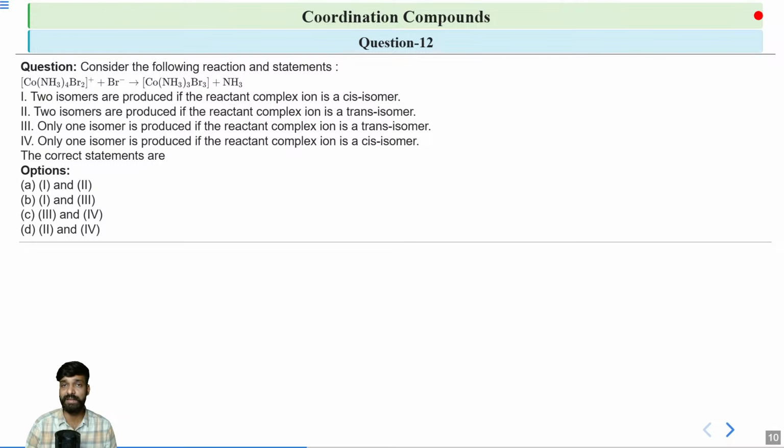Now this one is a typical question from the reactions of coordination compounds. This is not generally asked in your exams, but in recent days I have seen it. So if you are not able to solve it, no worries. If you are getting the answer, you can just comment it here. Options are A 1 and 2, B 1 and 3, C 3 and 4, and D 2 and 4. So what will be the answer?